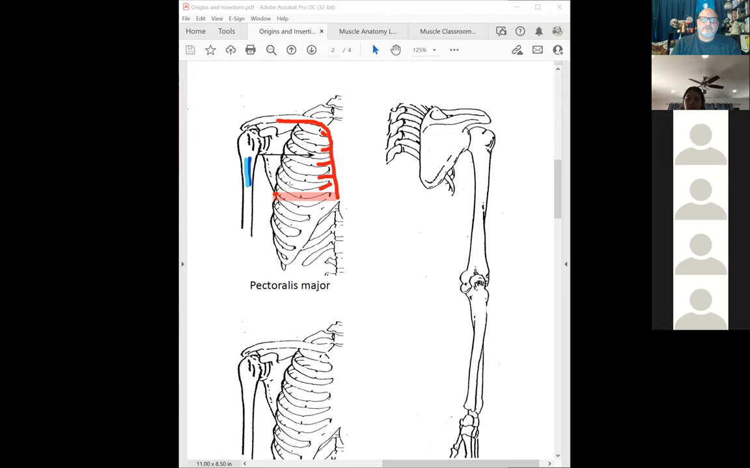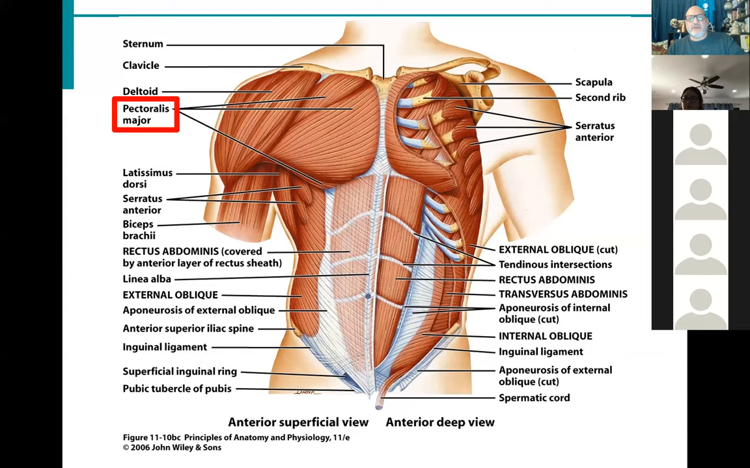All right. Questions on that? Excellent. All right. So that is our pectoralis major.